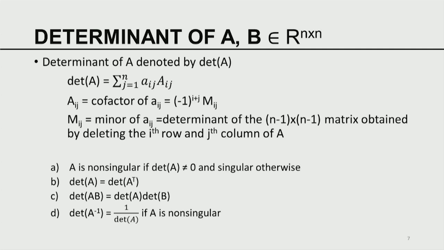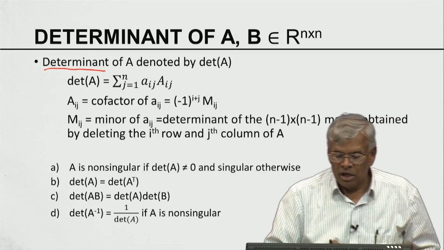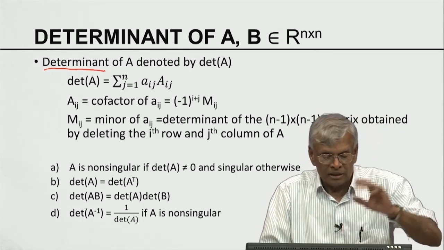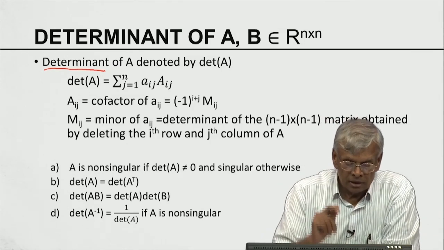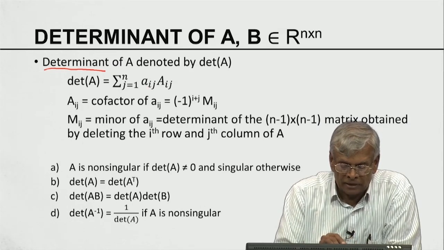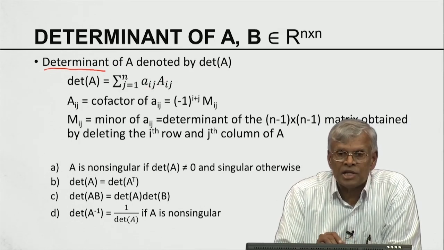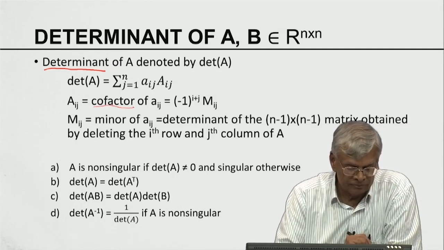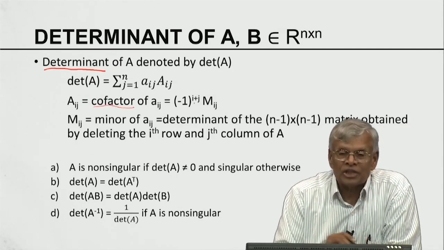Then there is the notion of a determinant of a matrix. I'm trying to list all the properties that the matrix possesses. Determinant of a matrix, we all know. Determinant is again a function that maps A to a real. The determinant of a matrix is a number. The determinant is defined by the sum of the product of A_ij with the cofactors. Everybody should know the definition of a cofactor. Cofactor is called a signed minor.